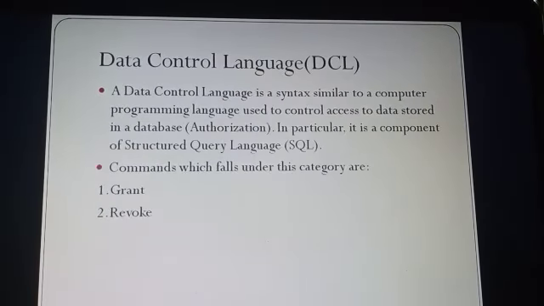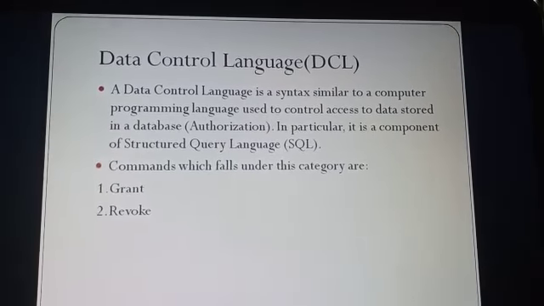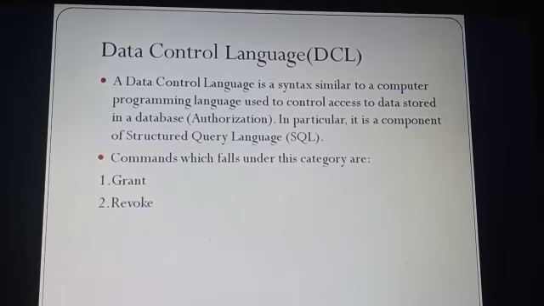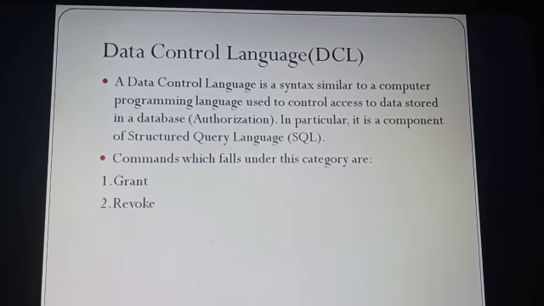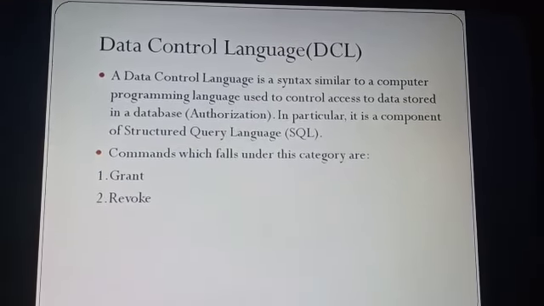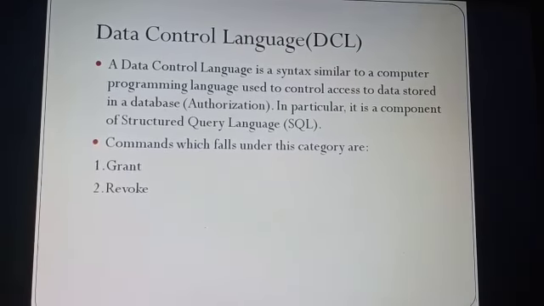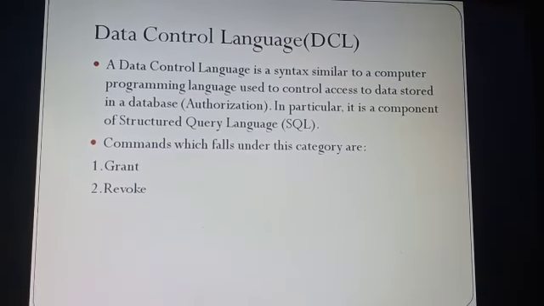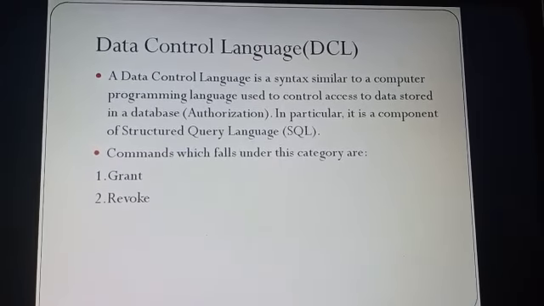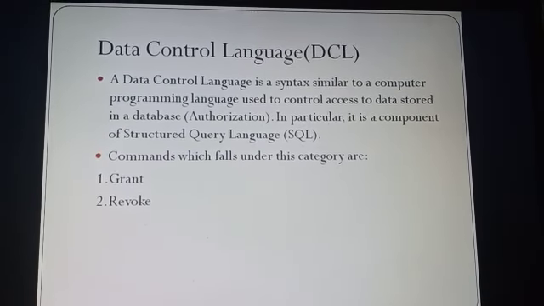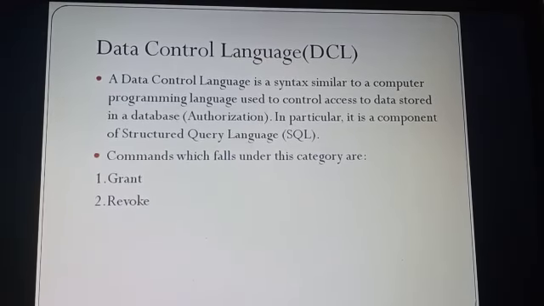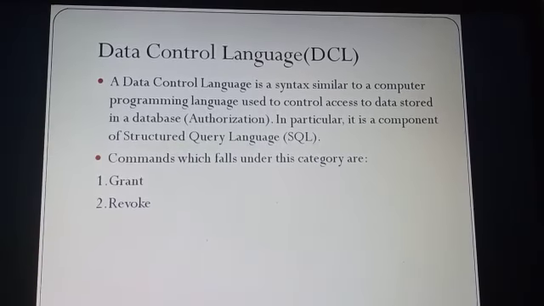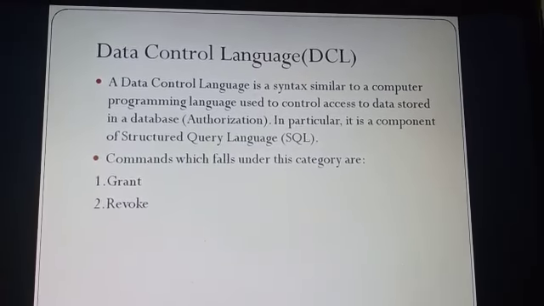Next and the last type of command is data control language, that is DCL command. A data control language is a syntax similar to a computer programming language used to control access to data stored in a database. In particular, it is a component of structured query language. In simple words, we can say that DCL commands are used to grant and take back authority from any database user.